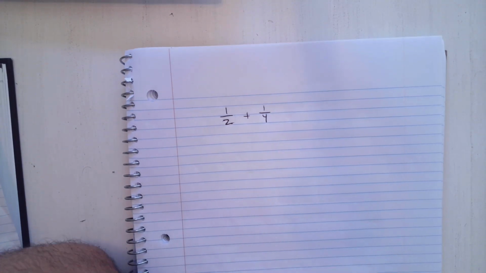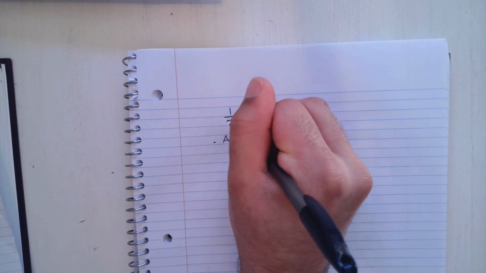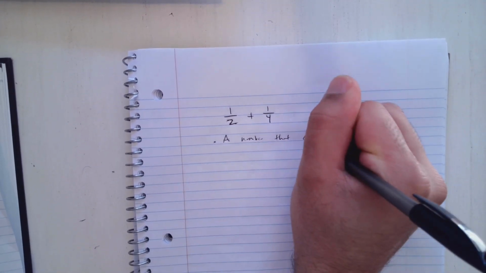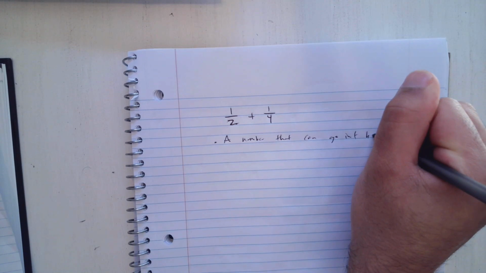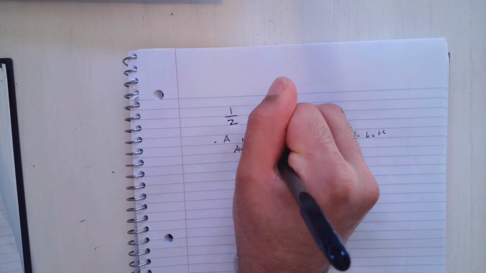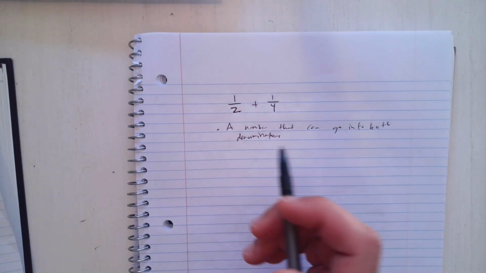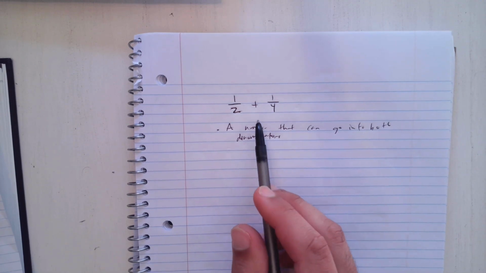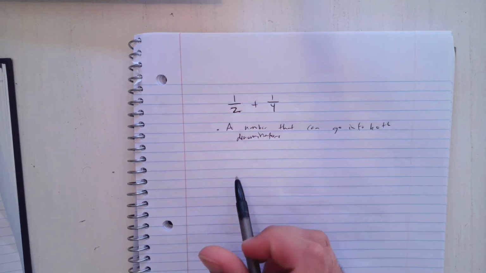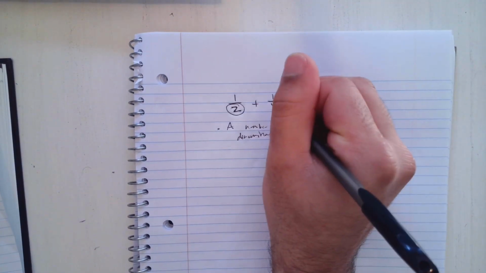Yes. Yeah, exactly. A number that can go into both of them. That's basically the idea. A number that can go into both denominators. Couldn't have said it better myself. So, how do we do that exactly? How would we go about finding a number that can go into both denominators? Or both of these numbers, 2 and 4.